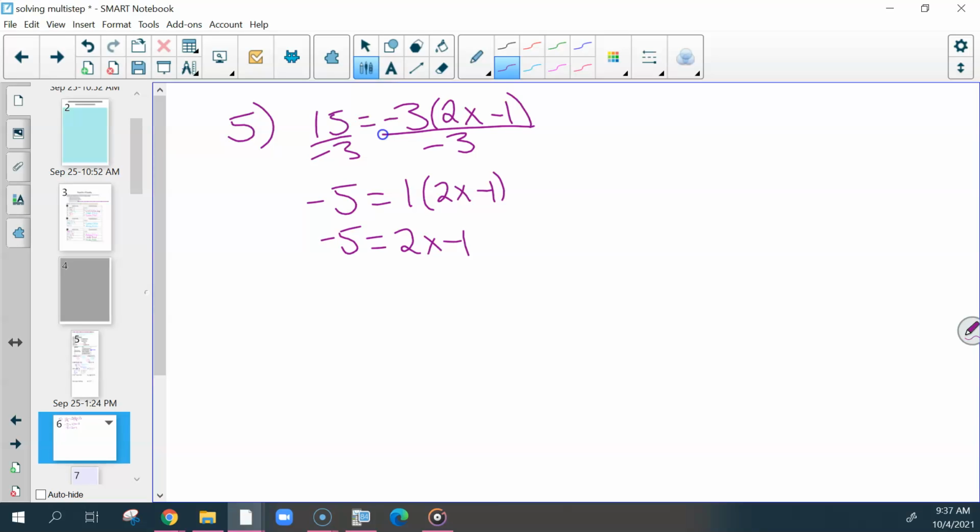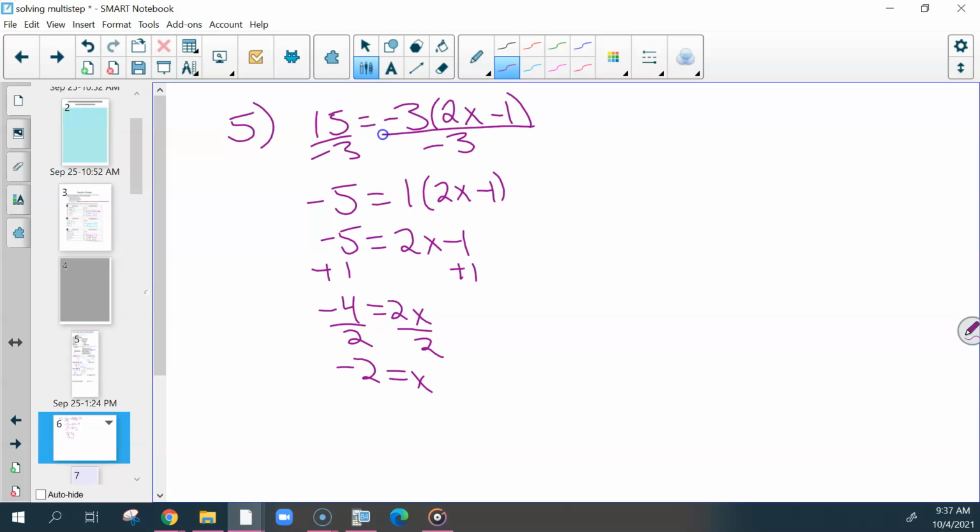Really, you could skip that step. And then you could still solve for x. It would be different than how you solved it before, but you're going to get the same thing. Add 1 to both sides. We would get -4. Divide both sides by 2. And we still get that x equals -2.